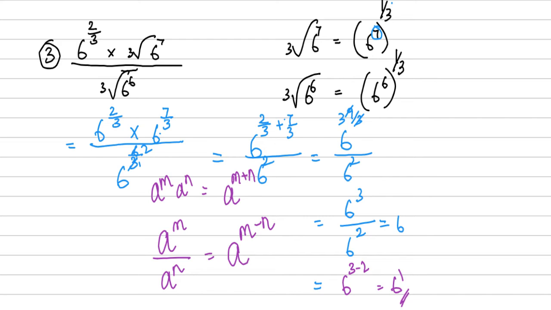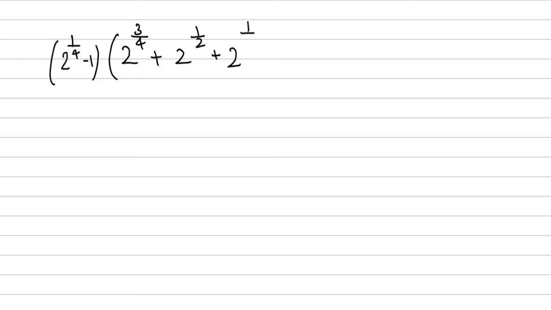Good. So, we have two more questions. Okay, last two questions. Let's see the second last question: (2^(1/4) - 1) times (2^(3/4) + 2^(1/2) + 2^(1/4) + 1). I really need your attention to solve this problem. It is a little complicated.